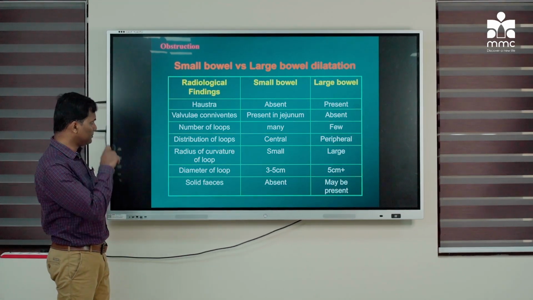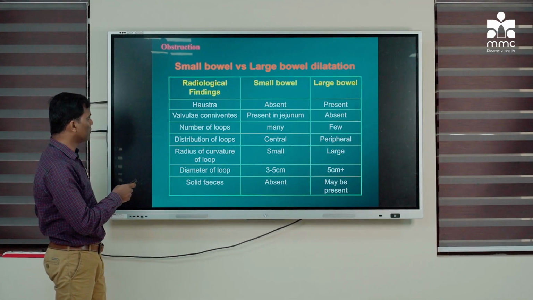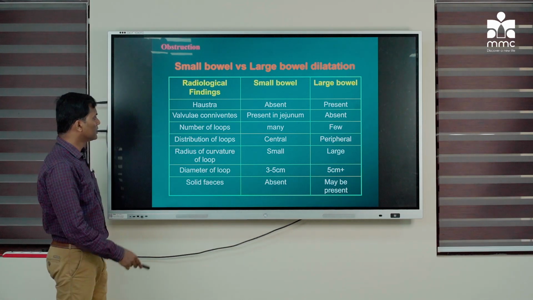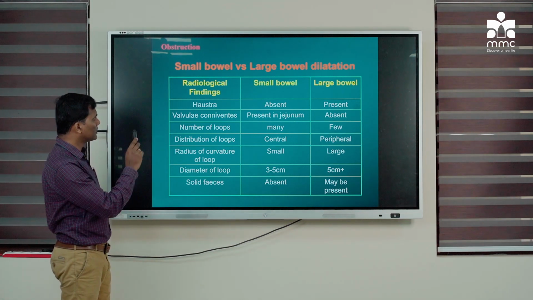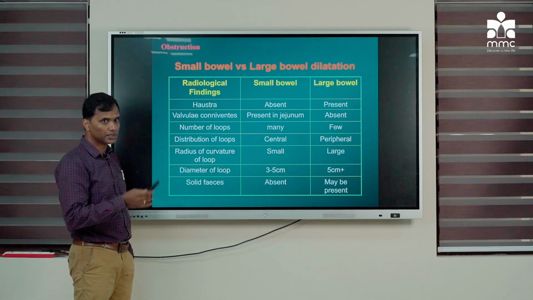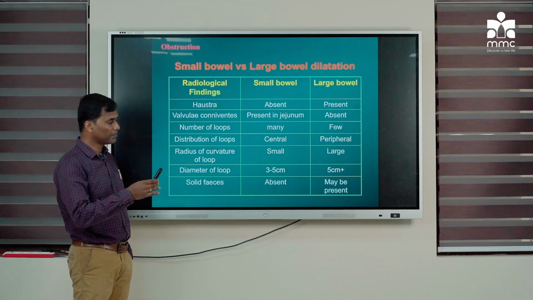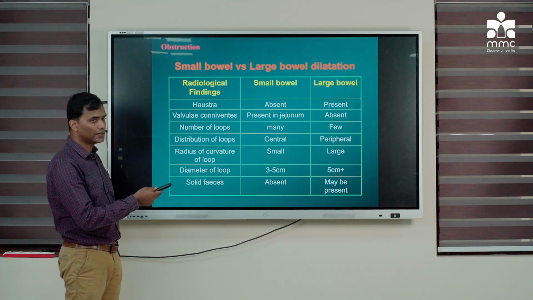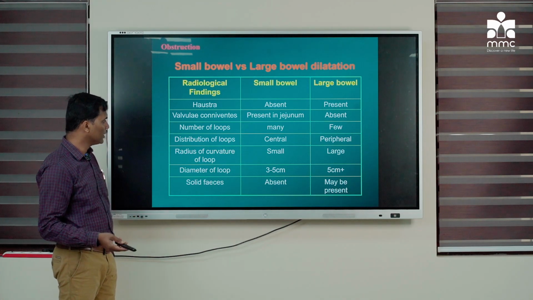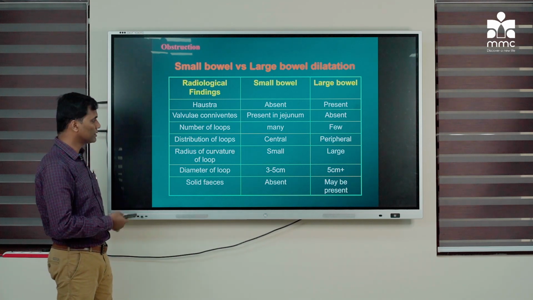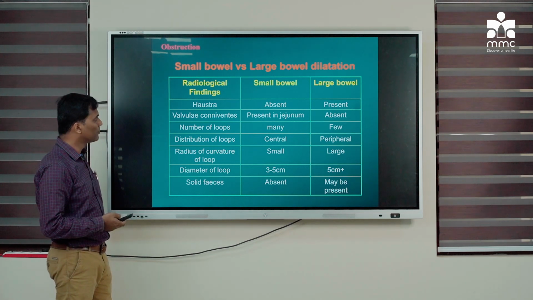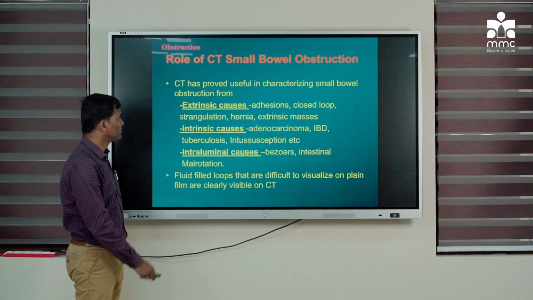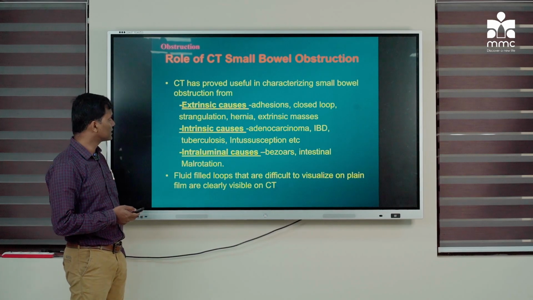In small bowel, you will see the valvulae conniventes. I have shown that there are closely spaced folds in the jejunum, whereas in large bowel obstruction, the haustrations of the large bowel will be seen, which are widely spaced and thick folds. Small bowel will be at the center, the colon will be peripheral, and the caliber will be more in the large bowel, and feces may be seen in the large bowel as mottled densities on X-ray.